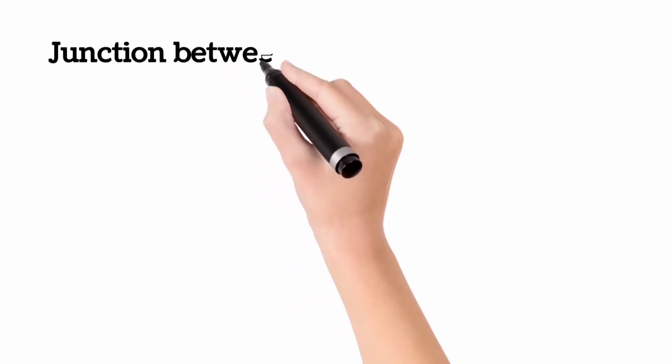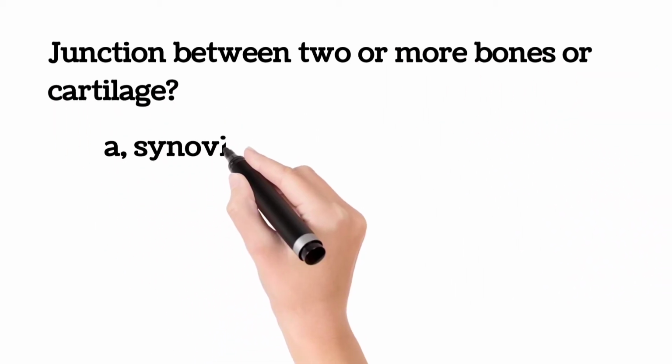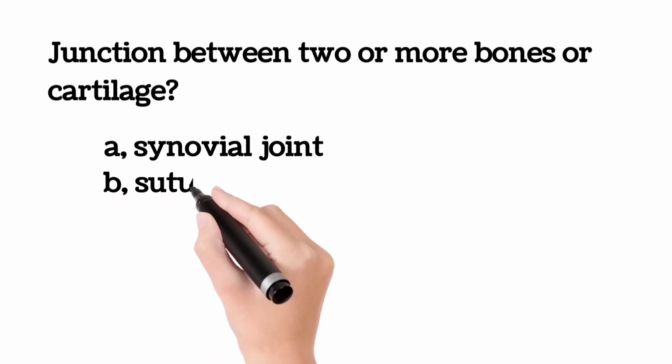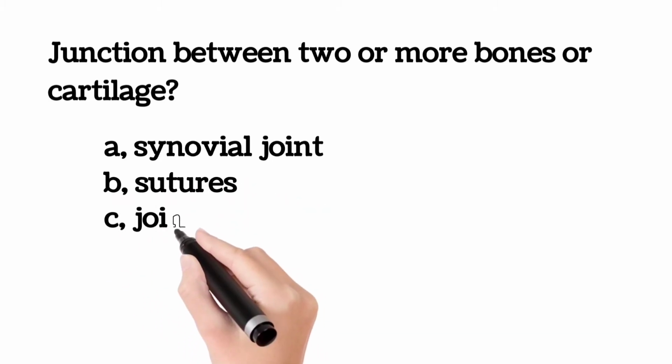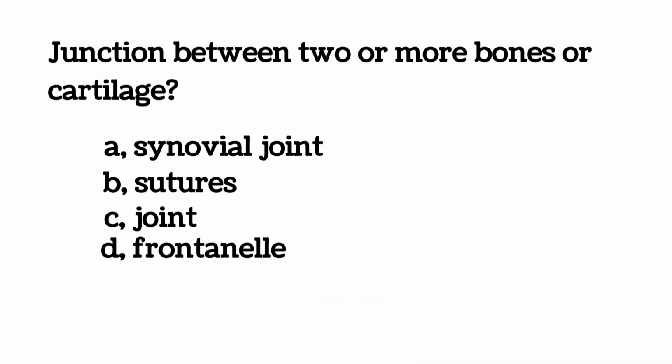Junction between two or more bones or cartilages. The options are A. Synovial joint, B. Sutures, C. Joint, D. Fontanelle. The correct answer is option C. Joint.